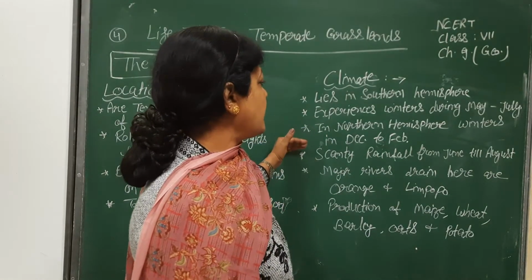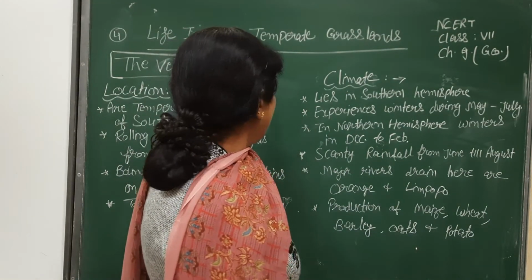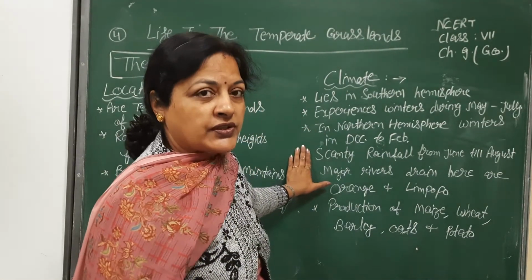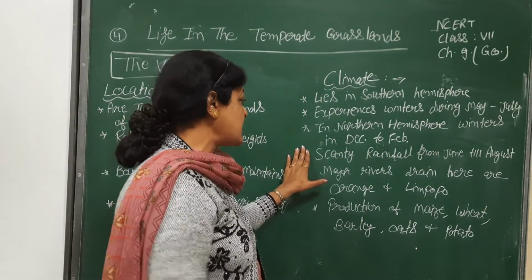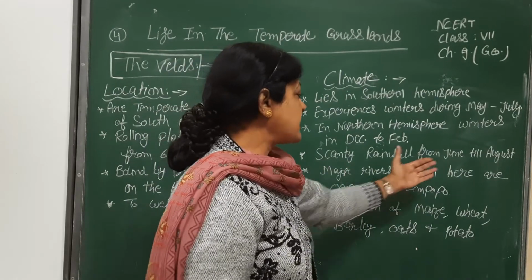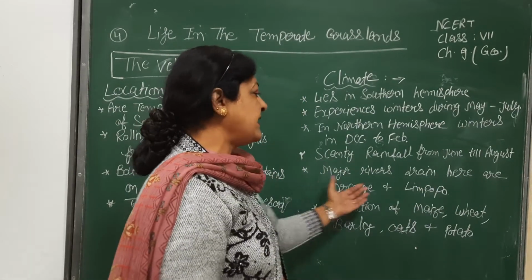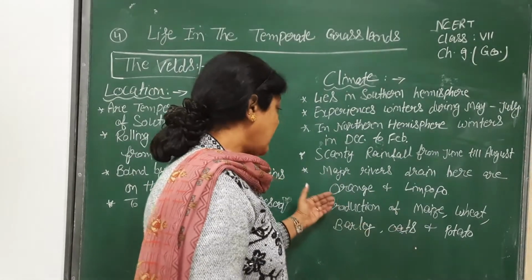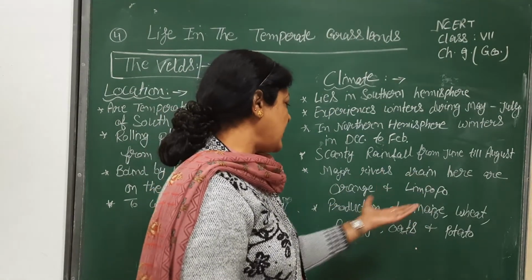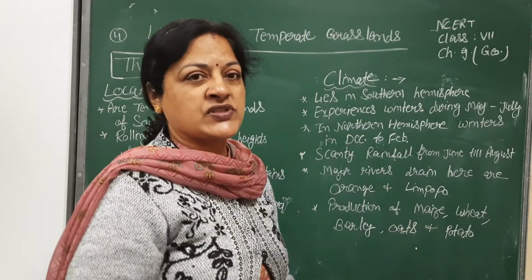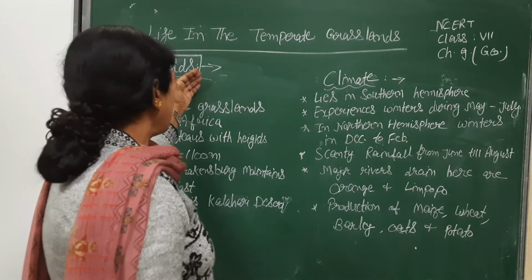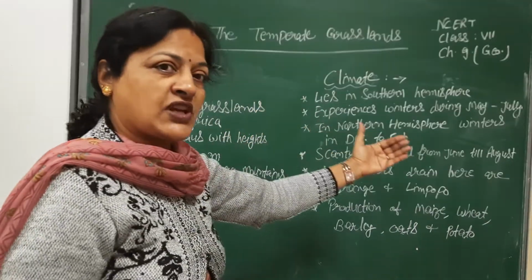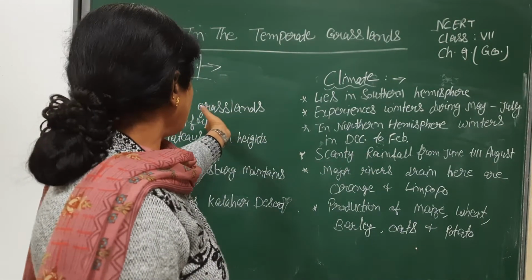Then scanty rainfall is here in the velds from June till August. Then major rivers that drain here are Orange and Limpopo River. Then the production of maize, wheat, barley, oats and potatoes is done in the velds. So we have seen that these are the temperate grasslands of South Africa.